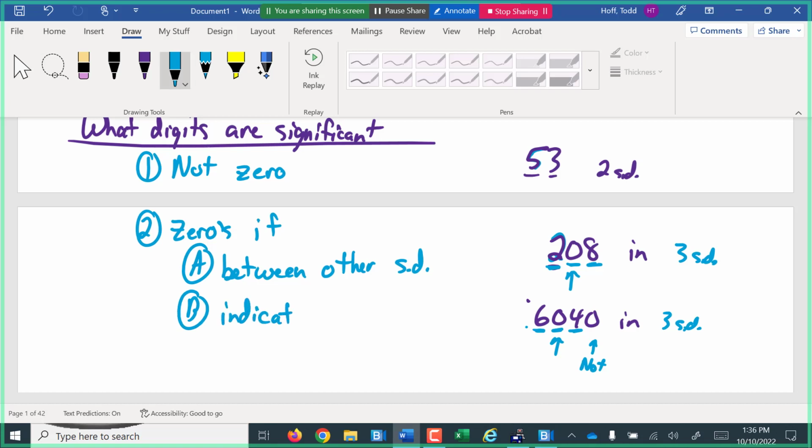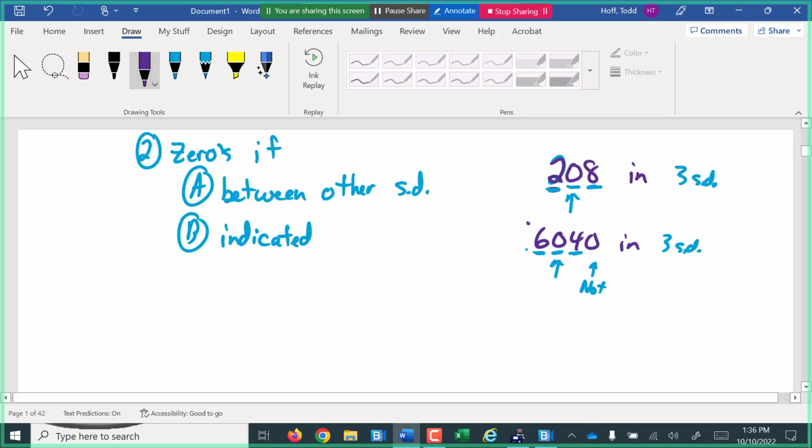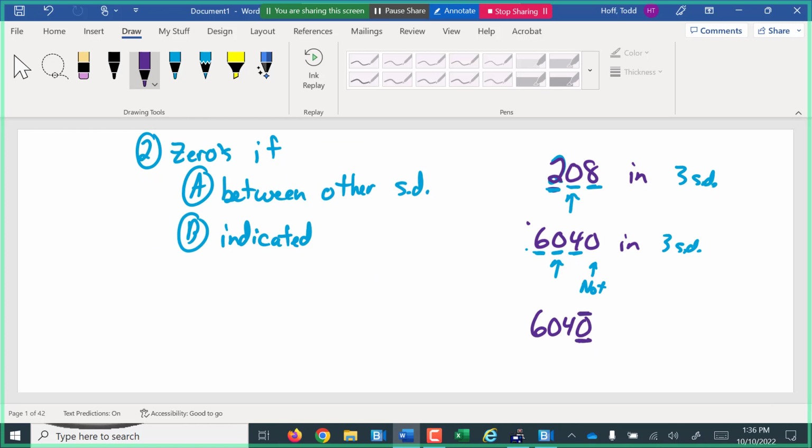Another way a 0 can be significant is if it is indicated as significant. To indicate it as significant, we either have to put a line above it or below it. So 6,040, I can either put a line above that 0 or below the 0, depending on what textbook you're using. Now that 0 is indicated as significant. So the 6 and the 4 are significant. That 0, of course, is between them. So this now has 4 significant digits instead of 3 because that 0 was indicated.